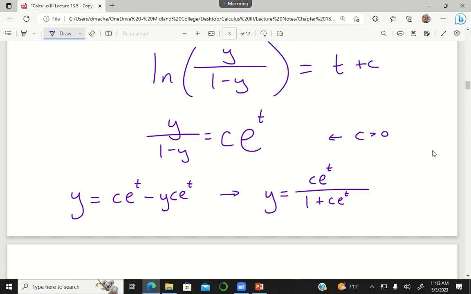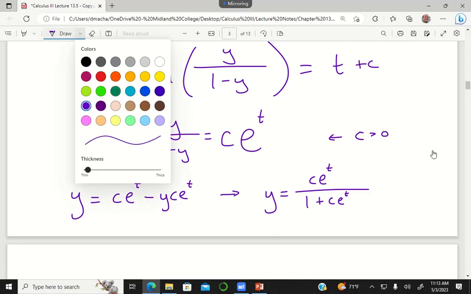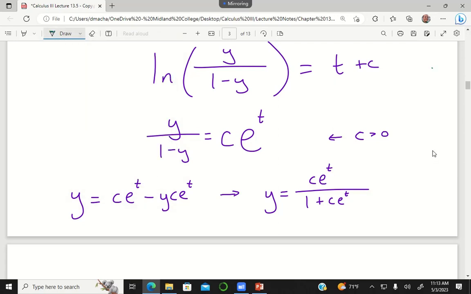Yeah, great question. So in this step, what we did is we took the exponent base e of both sides, the left side and the right side. On the left side, it cancels the logarithm. On the right side, we would get e to the power t plus c. E to the power t plus c is the same thing as e to the power c times e to the power t.